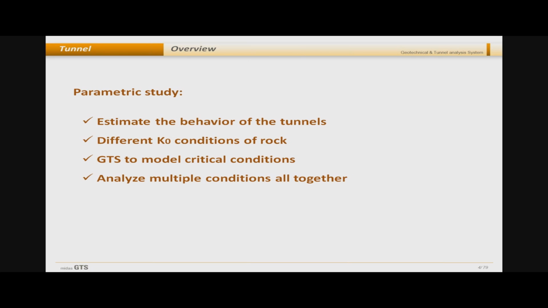And in GTS, we do not need to run different models for every K-naught value. We just need one model. As I just mentioned, we can assign all the K-naught values in the parametric study, and the program will automatically generate the results for each K-naught case. That's what we show here. We analyze the multiple conditions all together.